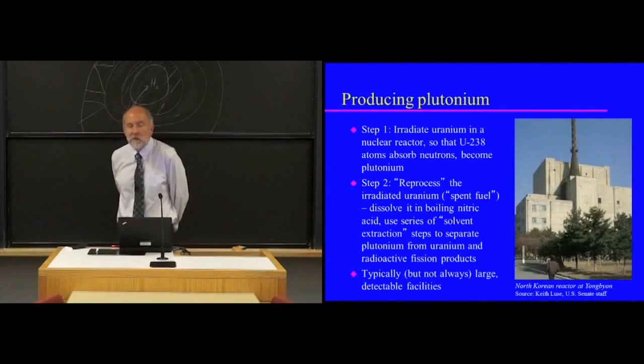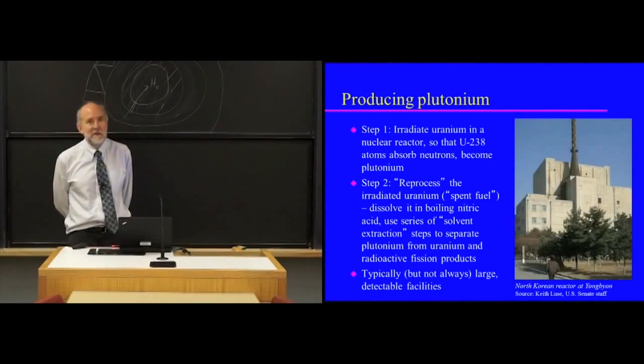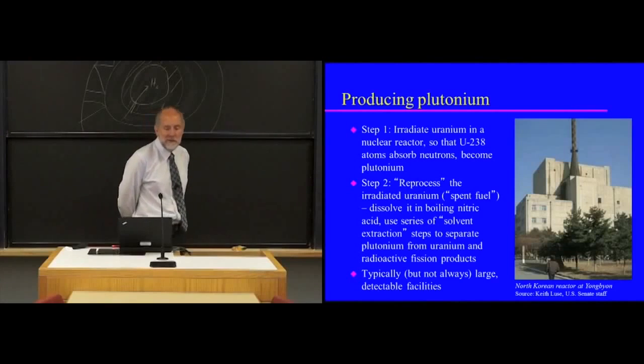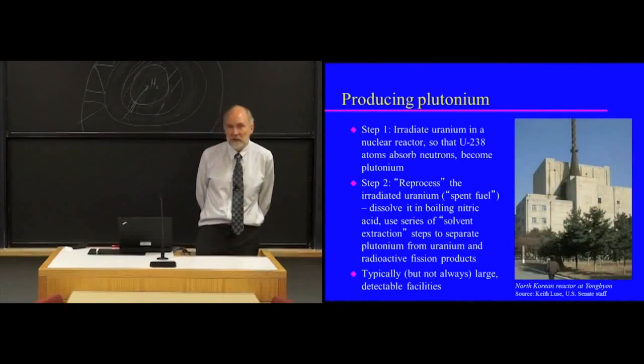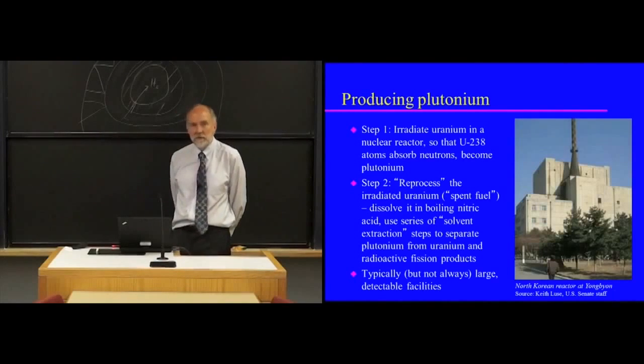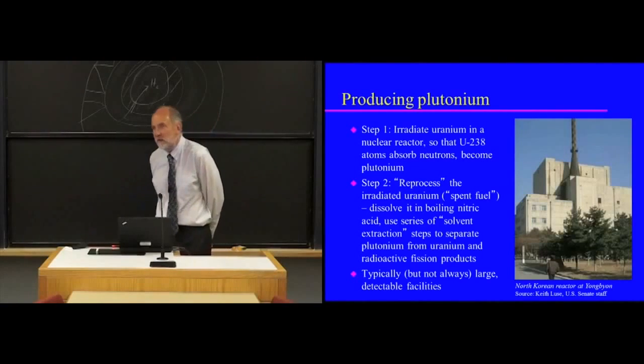All right, so let's talk about producing plutonium for a minute. You irradiate uranium in a nuclear reactor, as I said. U-238 absorbs neutrons, and it becomes plutonium. And then you reprocess the spent fuel to get the plutonium out from the other material. So what does reprocessing involve?